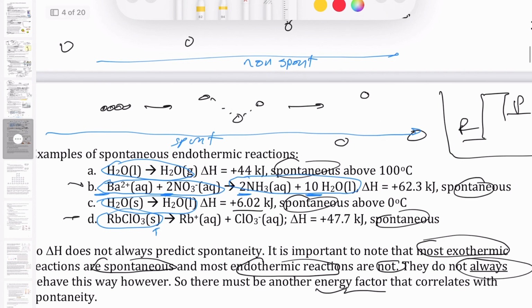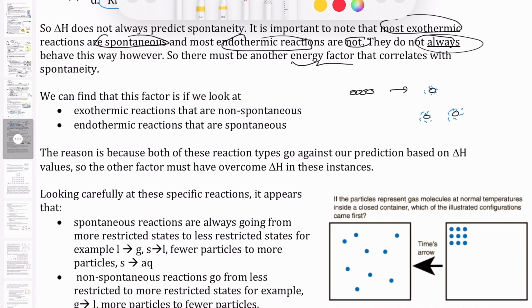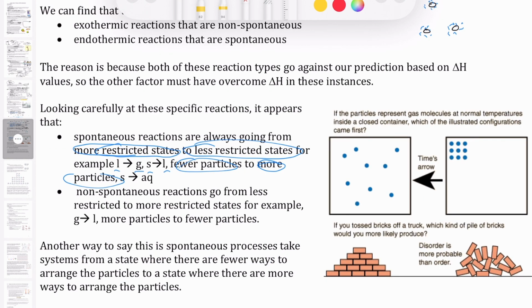Now we have fewer particles going to more, and that seems to make the process spontaneous. So generally speaking, what we can conclude, at least at this superficial level, is that a spontaneous reaction seems to go from a more restricted state to a less restricted state. For example, liquid to gas, solid to liquid, or fewer particles to more particles. Vice versa, a non-spontaneous reaction would be the opposite.